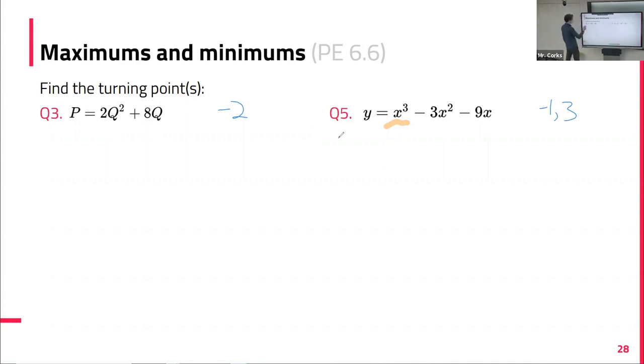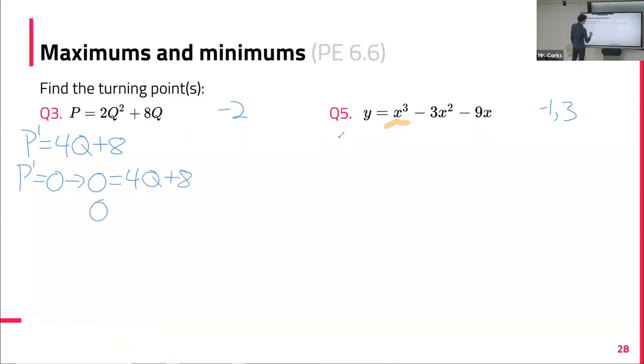Let's try these out. First one, what is our first derivative? P prime equals 4q plus 8. Set that equal to 0. So 0 is equal to 4q plus 8. Q is equal to -2. Okay, so second derivative, p double prime is equal to 4.